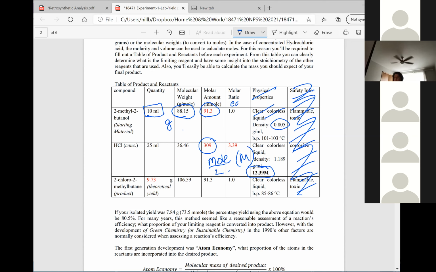Sometimes this is just called the equivalence. It's the stoichiometry of the reaction. So this will be the limiting reagent, and this one's in excess by 3.9. So that's basically how you would do it, and that's part of the table that you'd want to have.